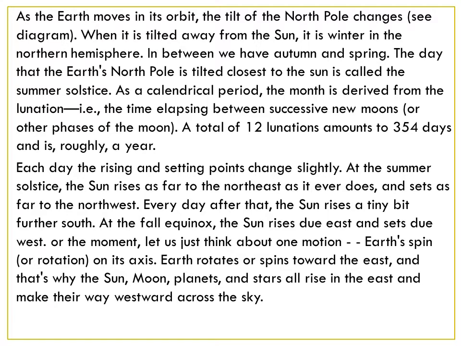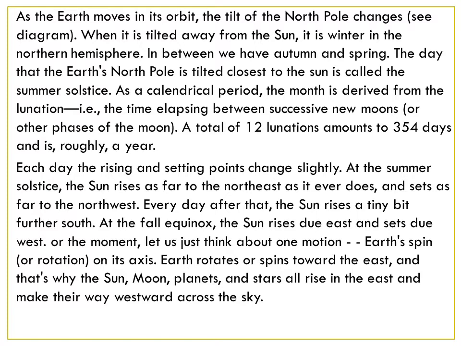Each day, the rising and setting points change slightly. At the summer solstice, the sun rises as far to the northeast as it ever does and sets as far to the northwest. Every day after that, the sun rises a tiny bit further south. At the fall equinox, the sun rises due east and sets due west.